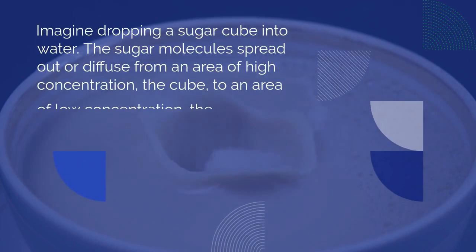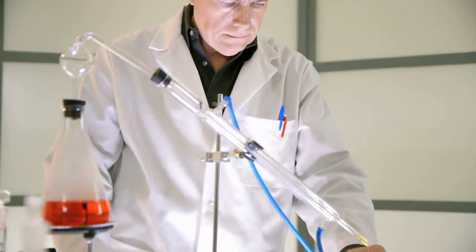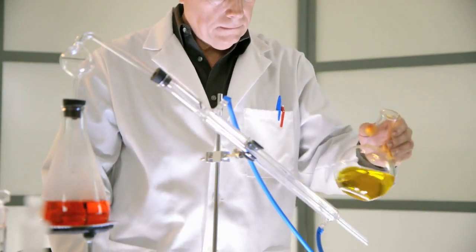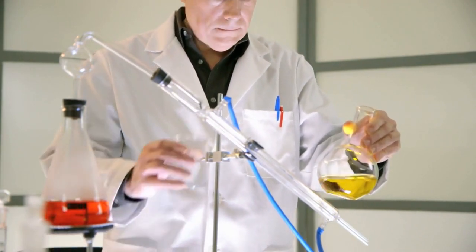Imagine dropping a sugar cube into water. The sugar molecules spread out, or diffuse, from an area of high concentration, the cube, to an area of low concentration, the surrounding water. This is crucial for processes like distillation, where we separate different liquids, or absorption, where we remove a substance from a gas.